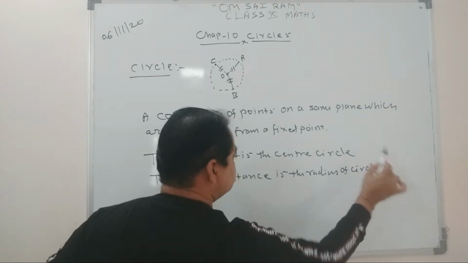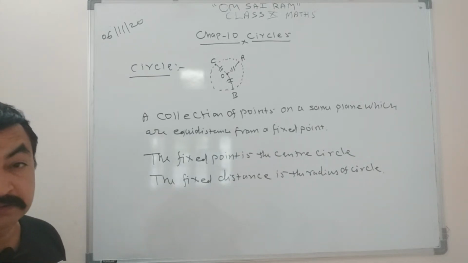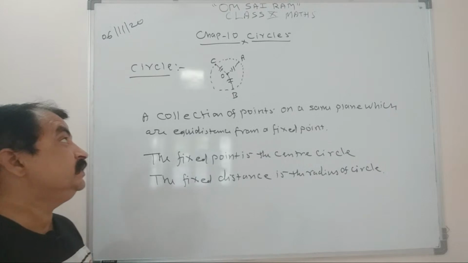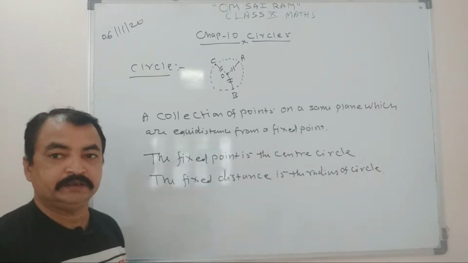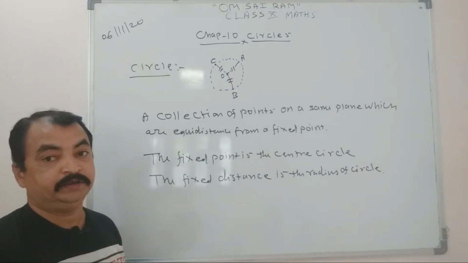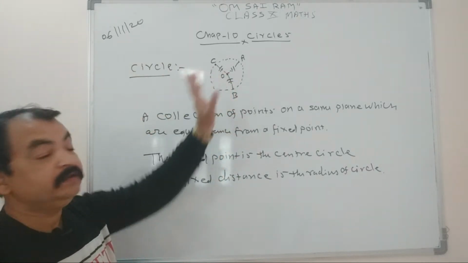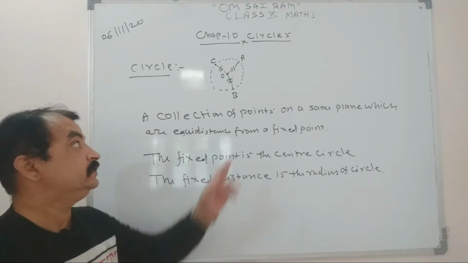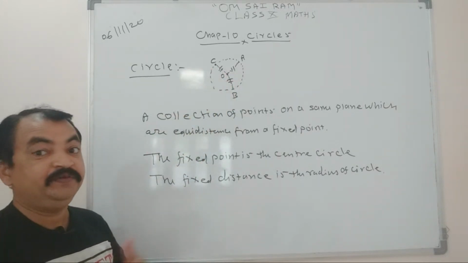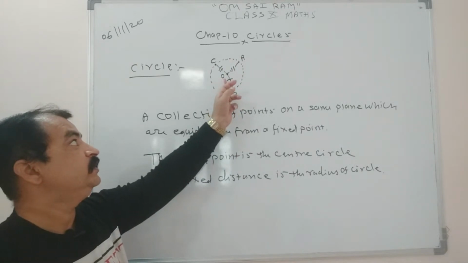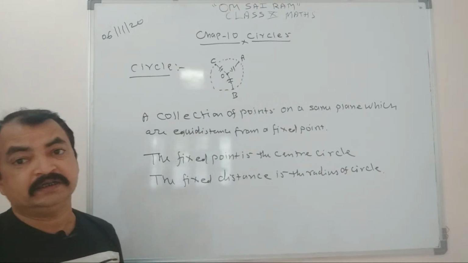So see, children, this is the basic requirement for the circle. We should know what is the circle. It is nothing but the collection of the points, or you can say loci of the points, which are equidistant from a fixed point, is called a circle. And here I have taken the fixed point as O. So the fixed point is the center, and the fixed distance OA, OB, OC, as I have shown in the figure, these are the fixed distance. So the fixed distance is called the radius of the circle.